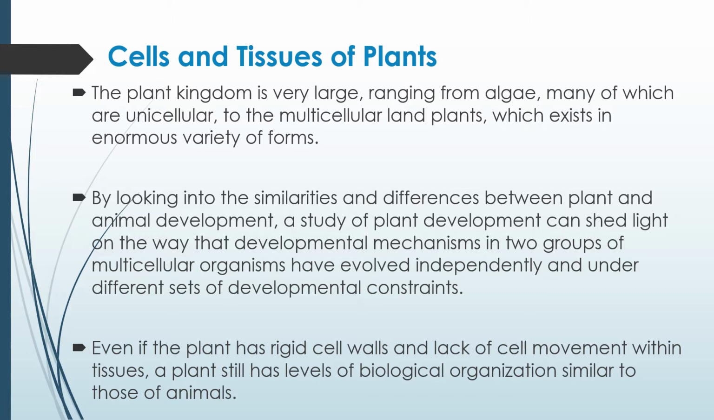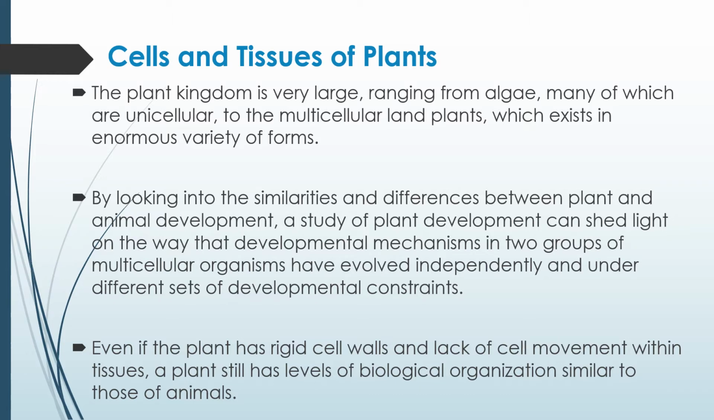Okay? So even if the plant has rigid cell walls and a lack of cell movement within tissues, a plant still has levels of biological organization similar to those of animals. Compared with plant cells, animal cells have a very fluid cell membrane. So the difference between plant cells and animal cells is the cell membrane and the cell wall. The cell wall is more rigid, while the cell membrane is more fluid in its characteristic. With a rigid cell wall, there are limitations on expansion when it comes to the development, expansion and reproduction of cells in a plant.